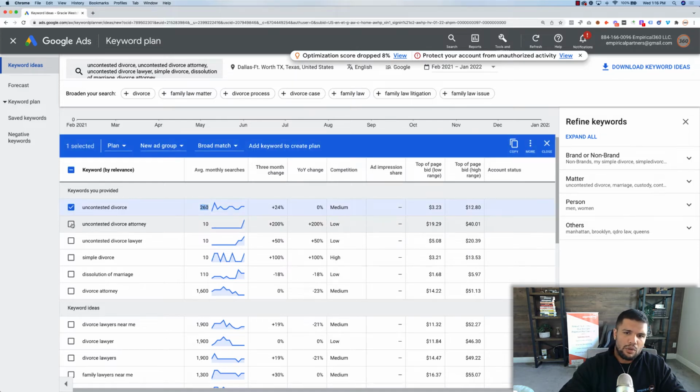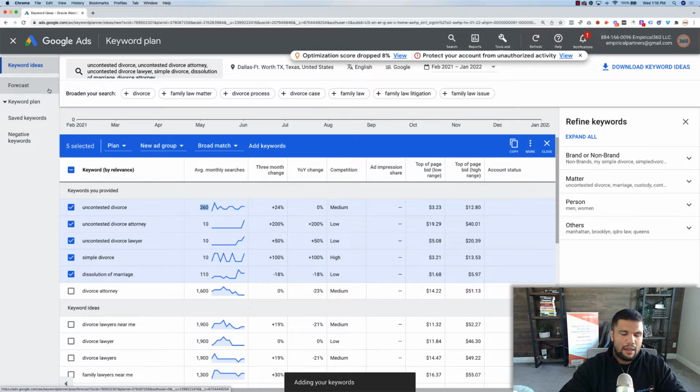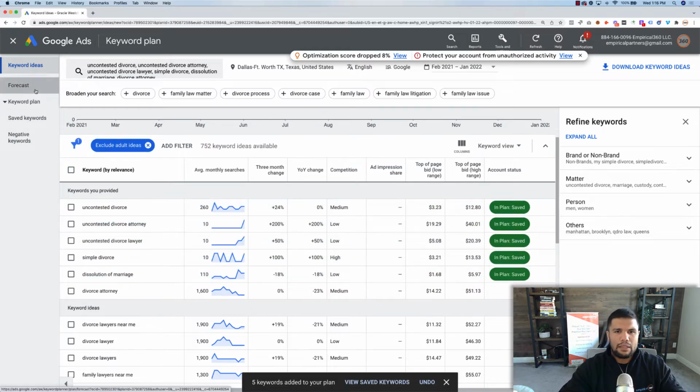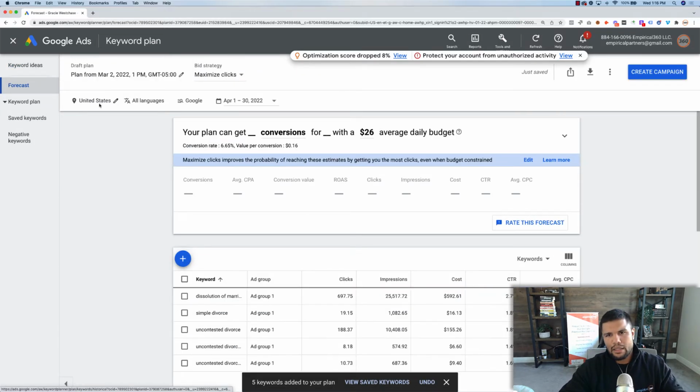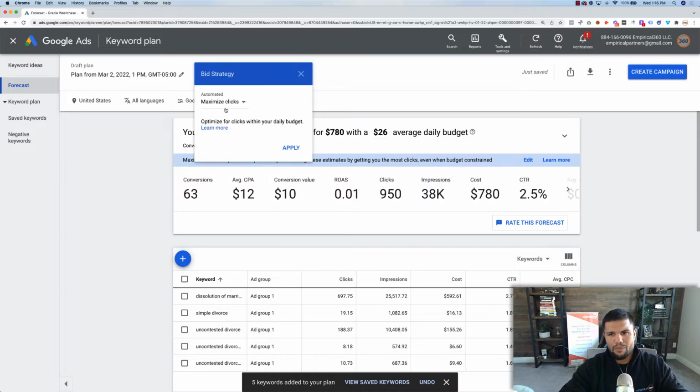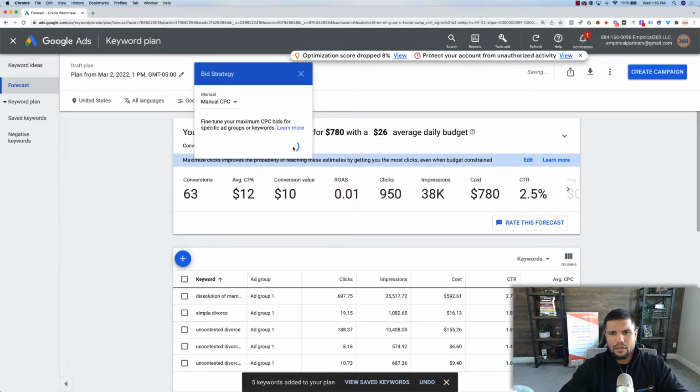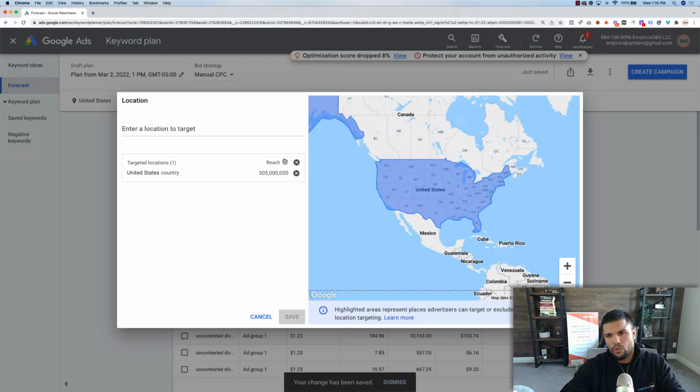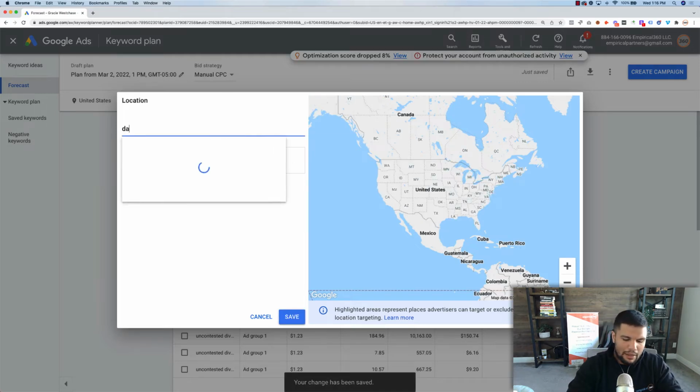All right, so what we're going to do is take all the keywords from that category, the uncontested category, and add them to a plan. And this is going to give us an idea of how many leads we could generate for uncontested divorce on a monthly basis. So I'm going to fill this out, and I'll explain what all these numbers mean in just a second. I have to re-input my location of Dallas, Fort Worth.